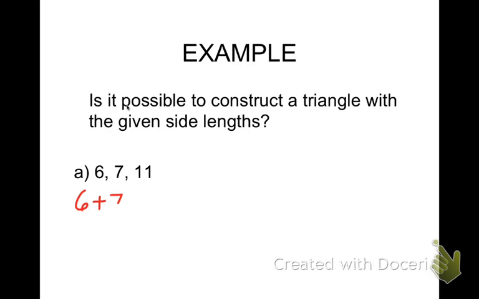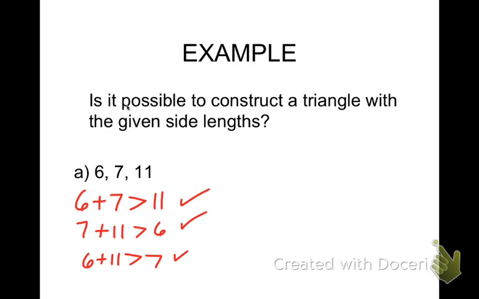So let's do all combos. Is 6 plus 7 larger than 11? Yes. 6 plus 7 is 13. 7 plus 11, is that larger than 6? Yes. What's the last combination that I didn't get? 6 plus 11, is that larger than 7? Yes. So since it works for all combinations, yes, it is possible to create a triangle with those dimensions.